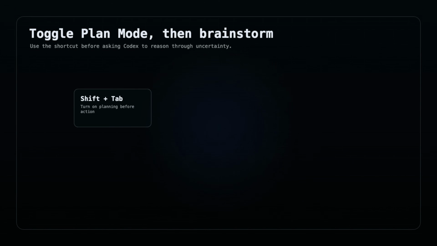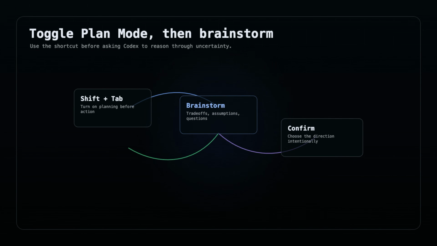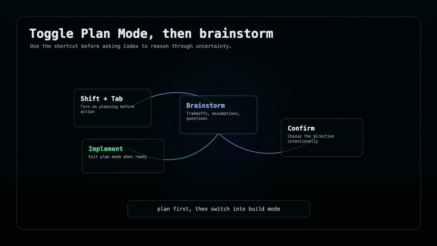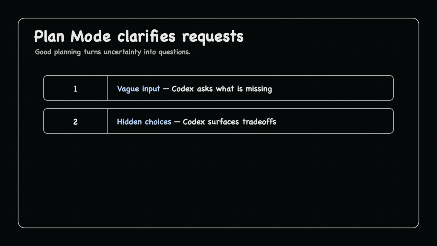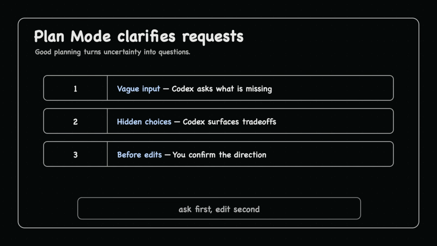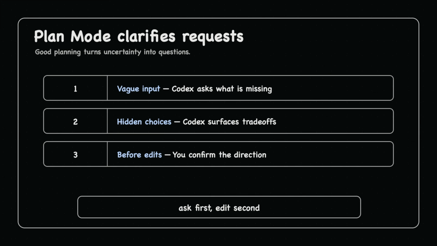As part of this workflow, I want to introduce you to one of the most important Codex features, plan mode. Plan mode is a superpower that I use for 80 to 90% of my prompts. There are two main benefits to using plan mode. First, it's a form of brainstorming where the model cannot change or alter your files. Second, it's a way for the model to clarify your requests by asking follow-up questions. This is especially useful when the request is underspecified.